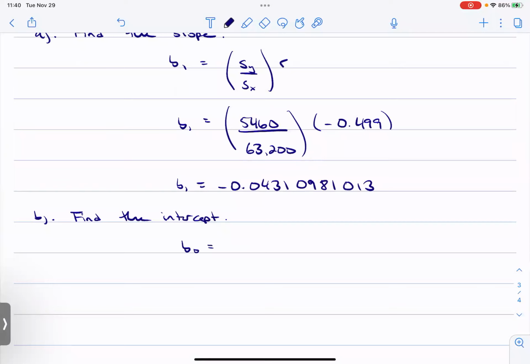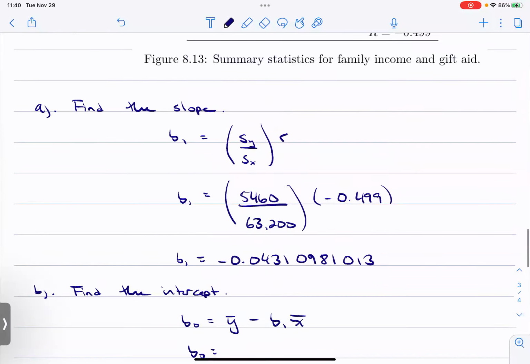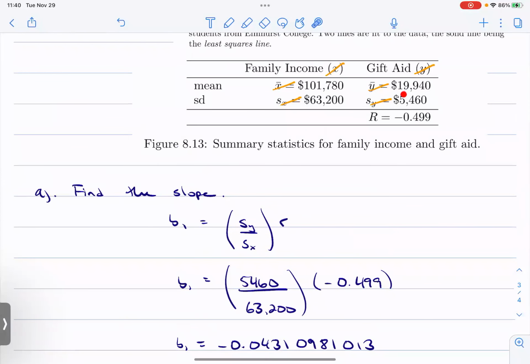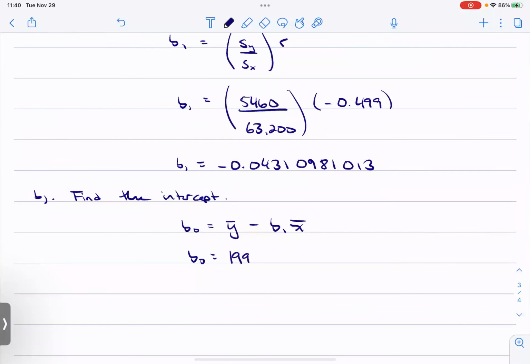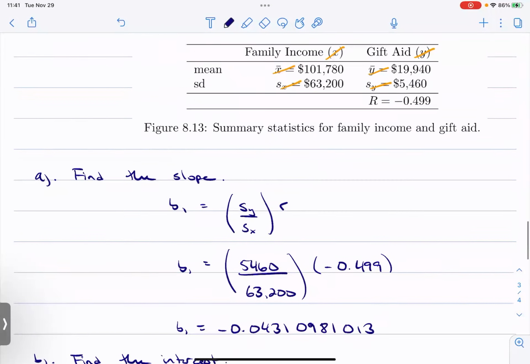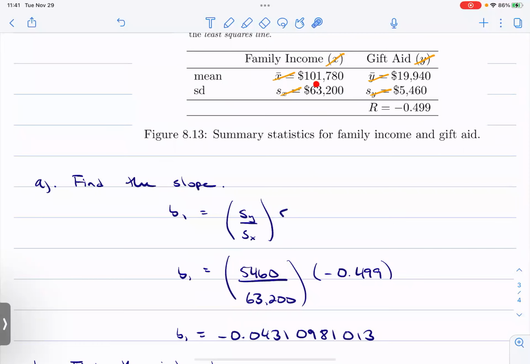From the formula sheet, you'll grab B0 is Y bar minus B1 X bar. The mean of the Y's was 19,940, minus the slope, which we just found. So this is where I would keep it in my calculator or store that value. Negative 0.043109811013 times the mean of X, which is 101,780.